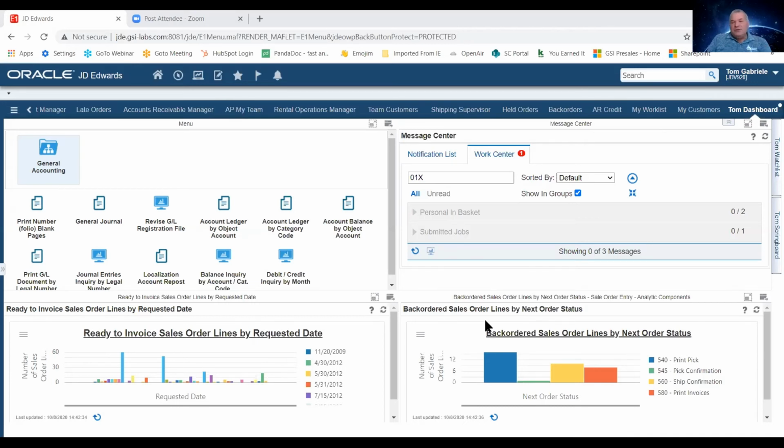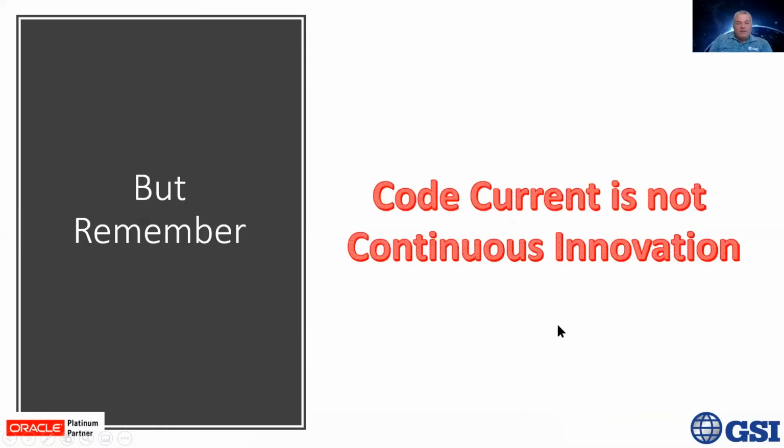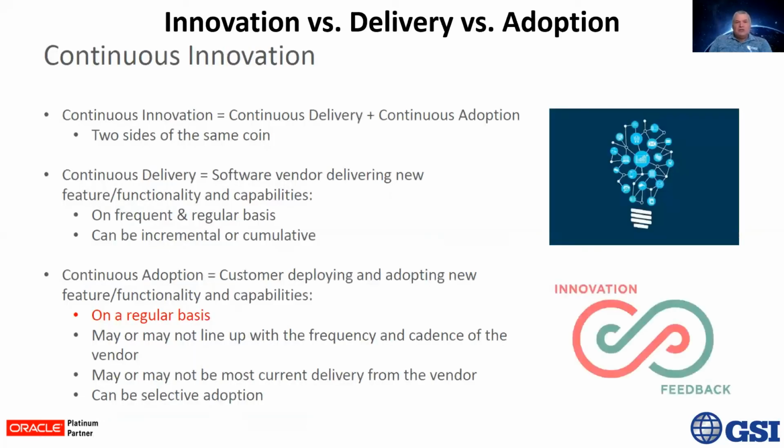What I want to say to you is this. You need to understand that even though your organization says you're code current, that does not mean that you're being a continuous innovation company. Just because you're on tools 9.2.4.4 doesn't really mean anything to you unless you adopt the changes. So if you want to be a continuous innovation organization, you need to take the continuous delivery of the changes, but you need to adopt those changes.